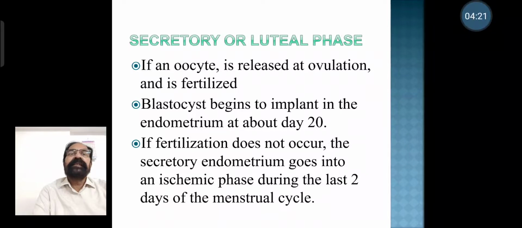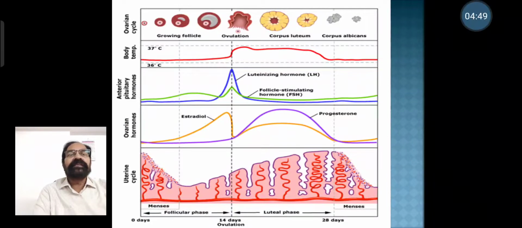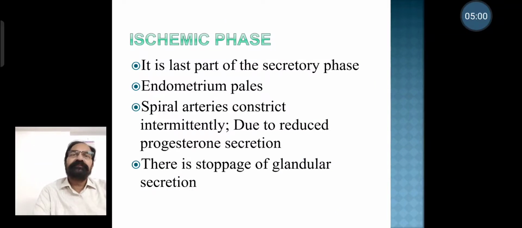If an oocyte is released at ovulation and is fertilized, blastocyst begins to implant in the endometrium at about day 20. If fertilization does not occur, the secretory endometrium goes into ischemic phase during the last 2 days of menstrual cycle. So this is the picture again showing the end phase of secretory phase, which is followed by menstruation.